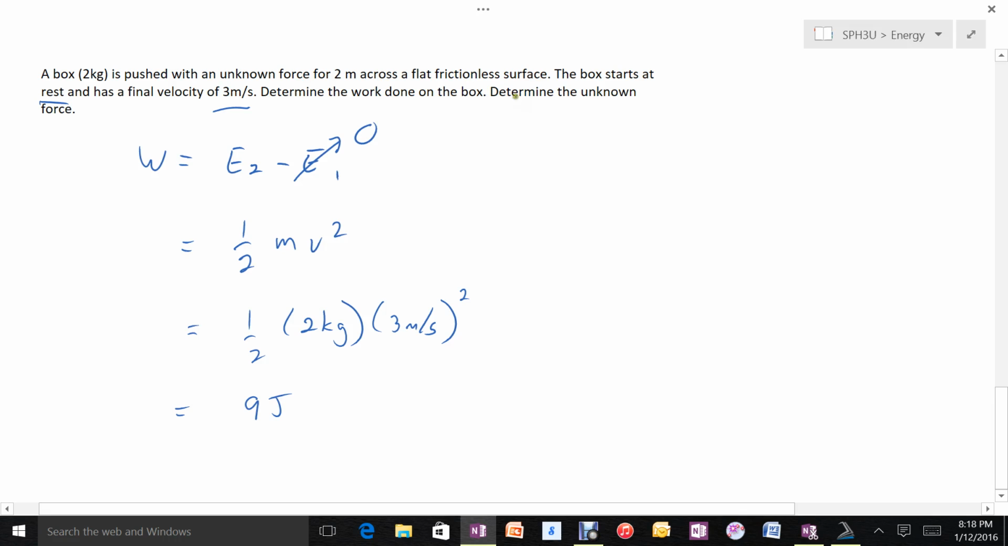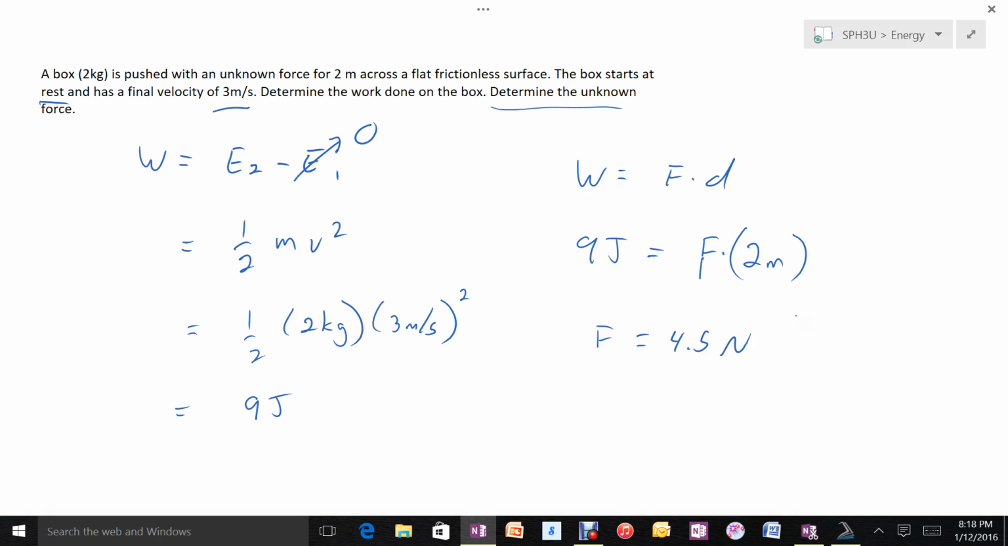Now, using that, it says determine the unknown force on the block. Well, if work is equal to force times displacement, this time my work is 9 joules, my force is unknown, and my displacement is 2 meters. So my resulting force must be 4.5 newtons. So you can see sometimes, depending on what it is that you know about the situation, it's useful to start with the definition of work as the force and the displacement, and sometimes it's useful instead to start with the definition of work as the change in energy.